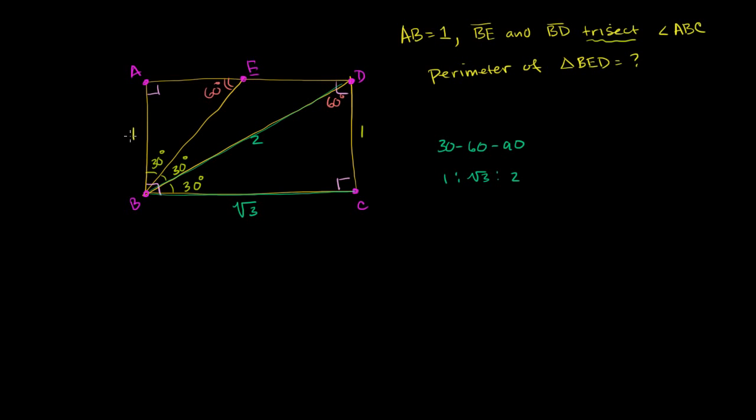Here the 1 is not the side opposite the 30-degree angle. Here the 1 is the side opposite the 60-degree angle. This is the one opposite the 60-degree angle.